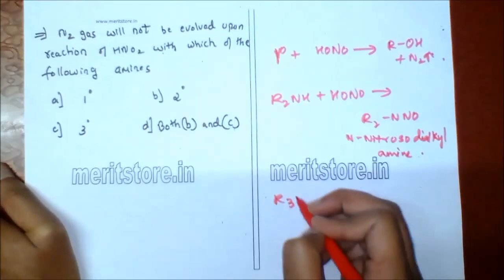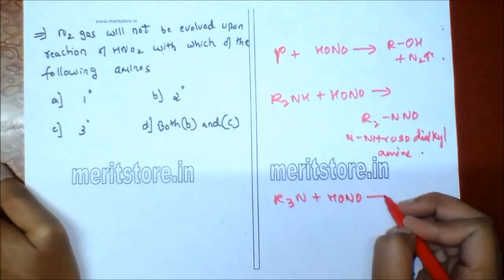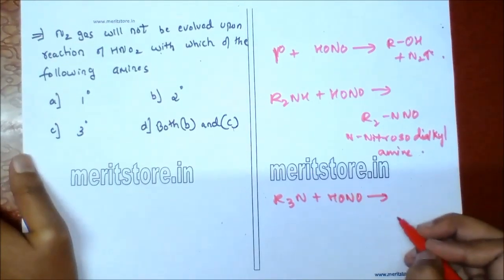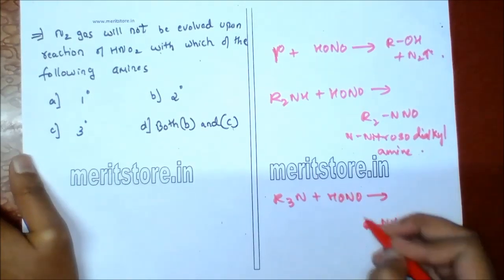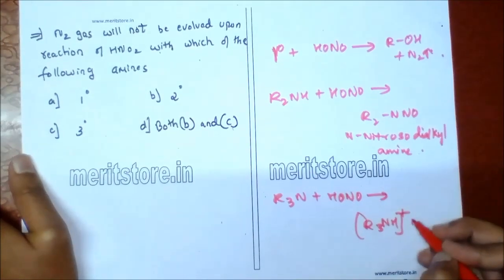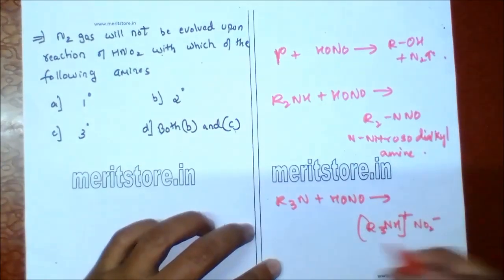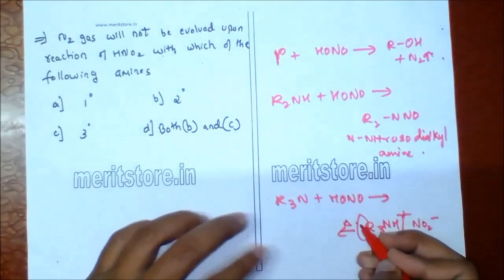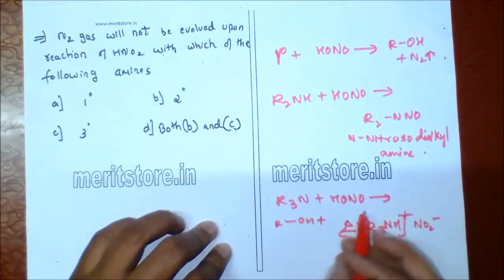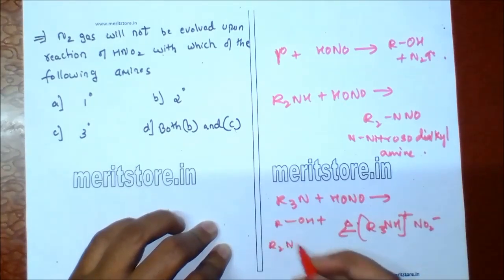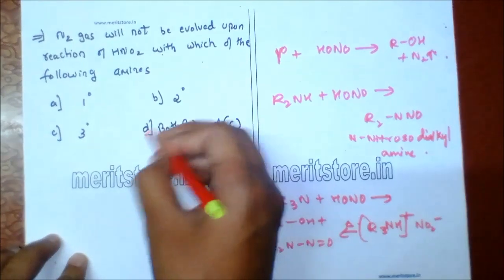And in tertiary amine, reaction with HNO2 will give trialkylammonium nitrite, which is R3NH plus NO2 minus, which on heating gives an alcohol and nitrosoamine, which is R2N-NO. So option D is the correct answer.